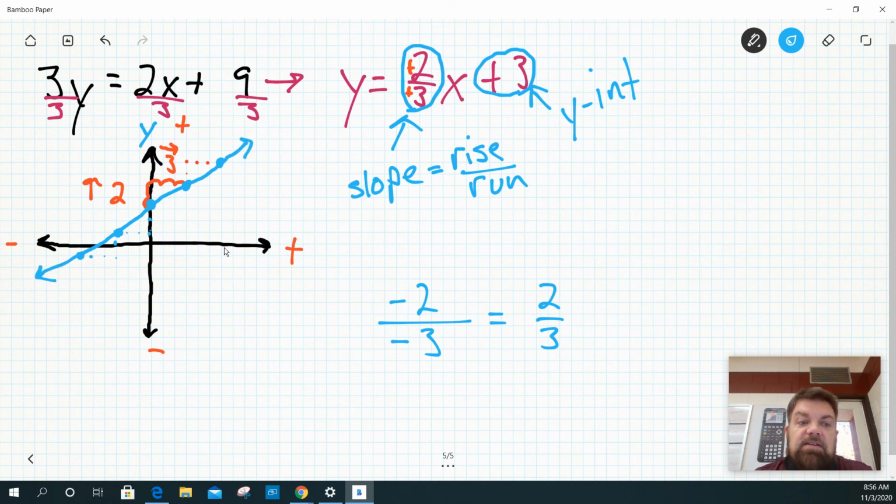Does that make sense? Any questions on that? And that's how you graph an equation.